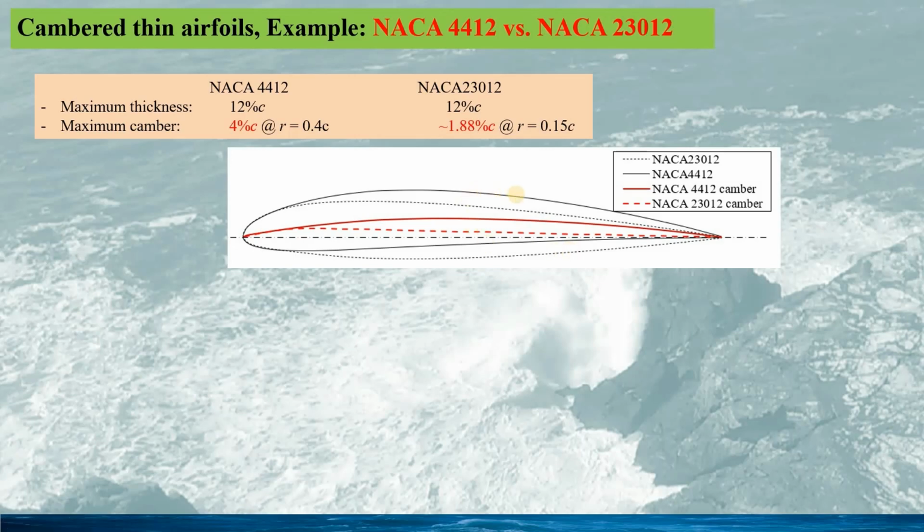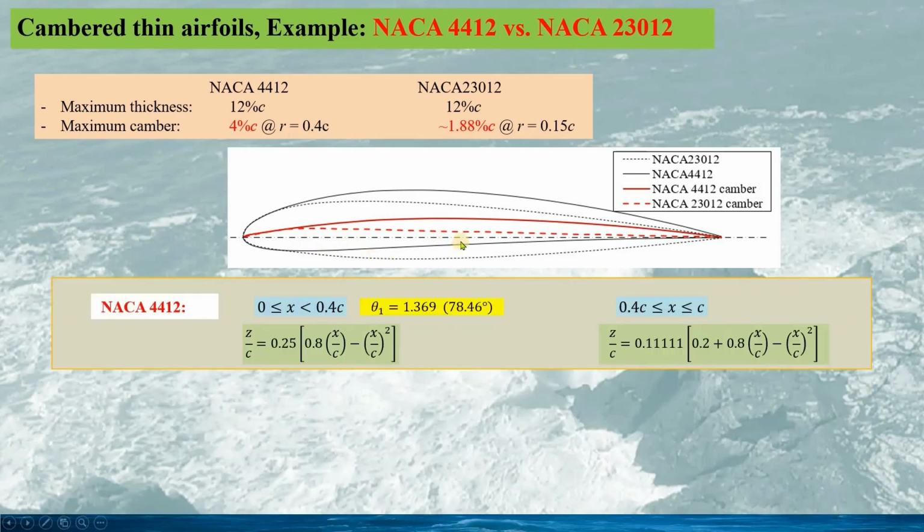The black line is for the NACA 4412 and the dotted line for the NACA 23012. And the red solid line is the camber of the NACA 4412 and the red dashed line is the camber of NACA 23012. We can see here NACA 4412 has a much larger camber than the NACA 23012. The mathematical expressions for the camber line are given as this.